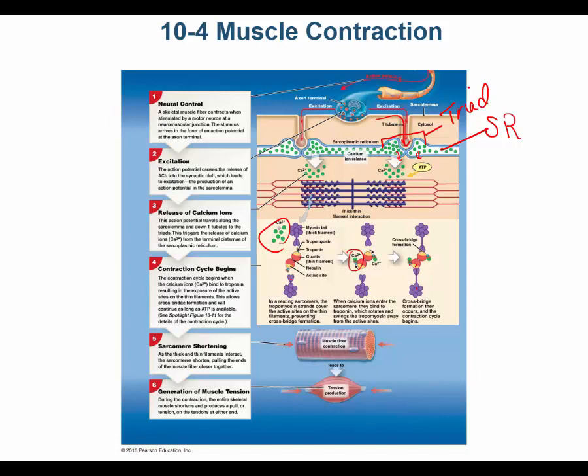They diffused down to the troponin and bound to them, which dragged the tropomyosin out of the way, and the myosin heads were able to bind and swivel. So that's what happened there.